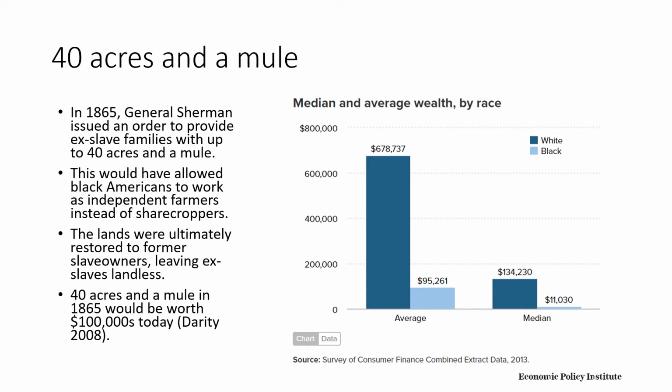by white and black families. In the United States, the median black family has a wealth of only $11,000 compared to $134,000 for the median white family. 40 acres and a mule 150 years ago would make up that difference.